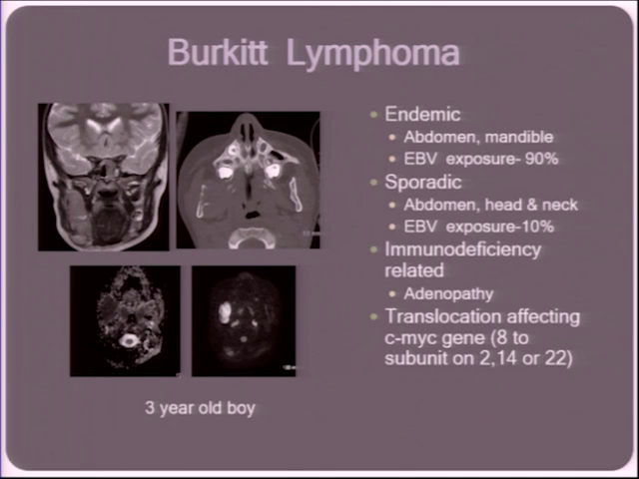Here's a 3-year-old boy with a Burkitt lymphoma involving the mandible. You can see invasion of the mandibular ramus, lytic changes on CT, and the lesion looks cellular on the diffusion-weighted images.